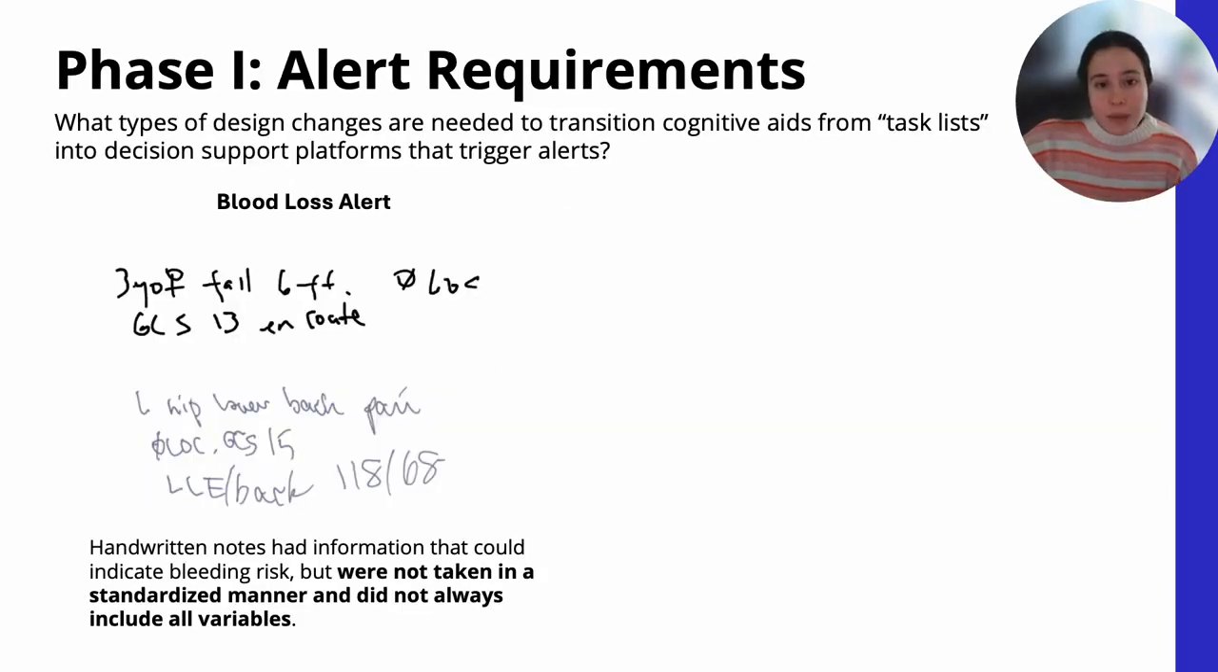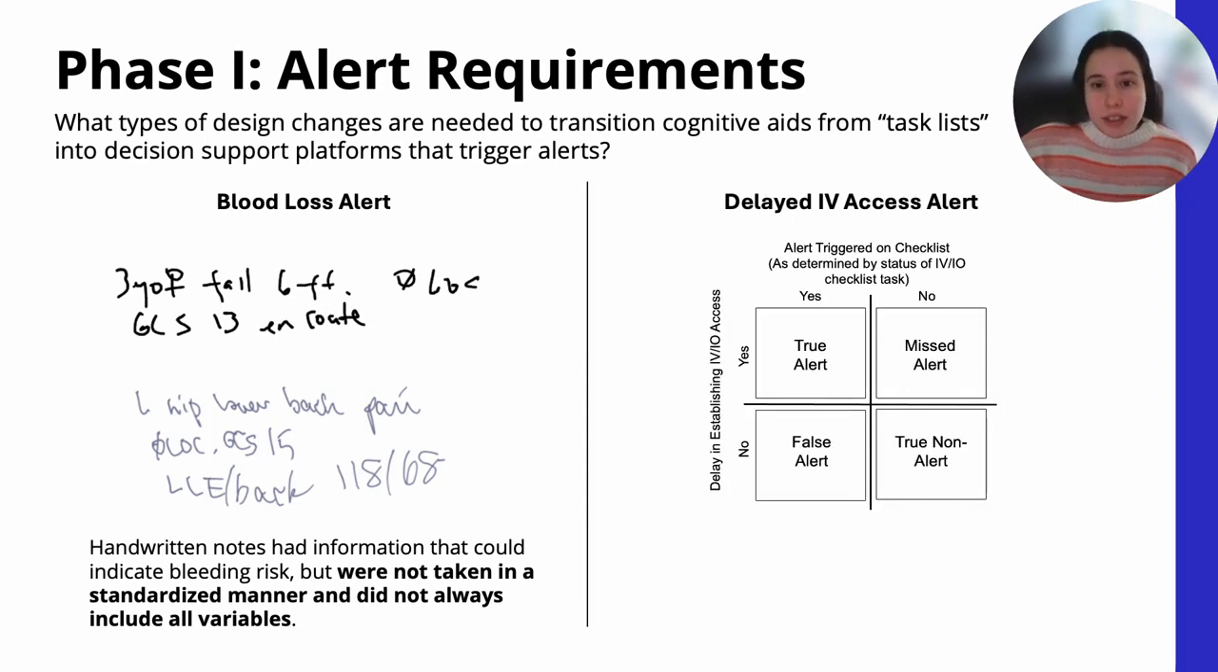In our alert requirements phase, we examined handwritten notes taken by team leaders in the margin area of the checklist during resuscitations. These notes contained information that could be used to determine the patient's risk of severe blood loss, such as their age, mechanism of injury, consciousness scores, and vital signs. However, the notes were not always taken in a standardized manner and did not always include all variables.